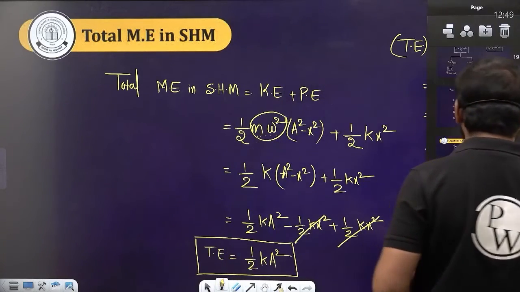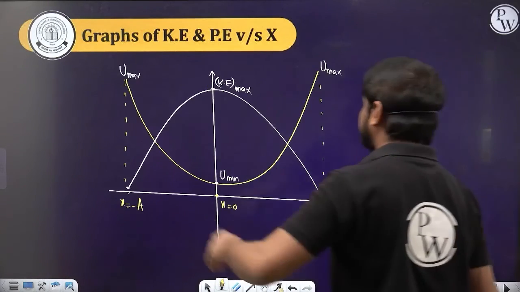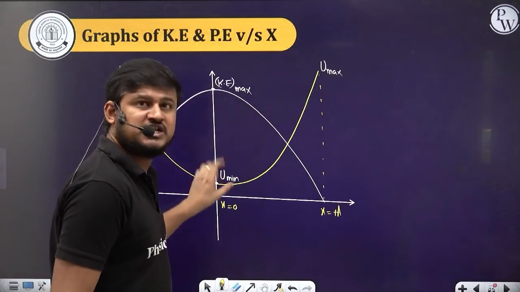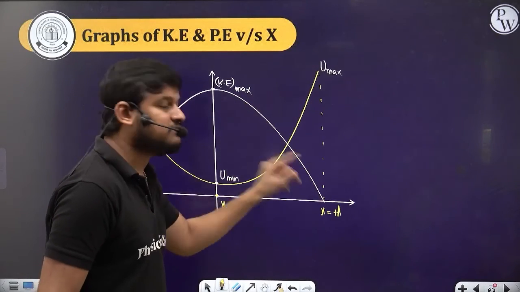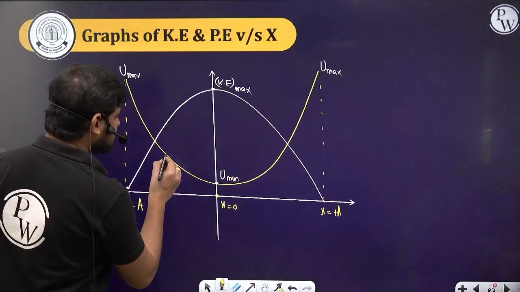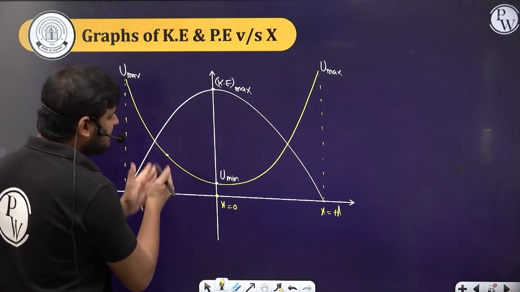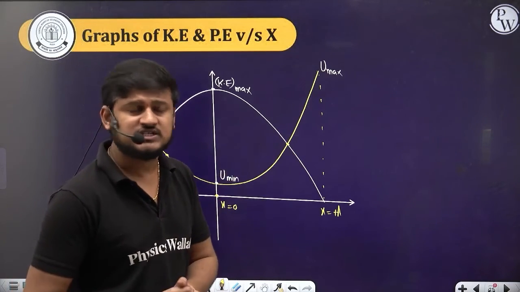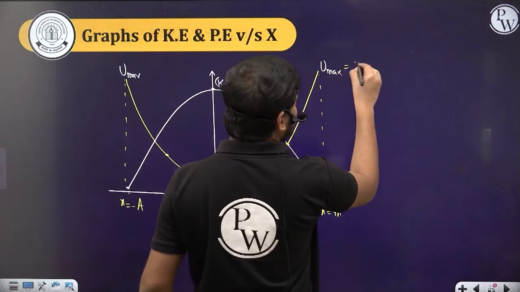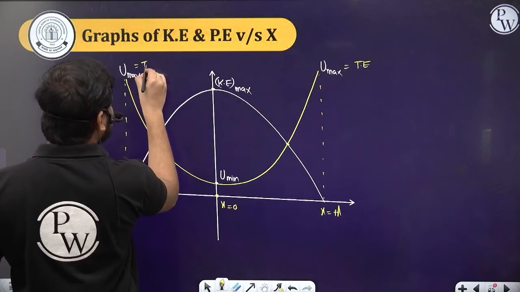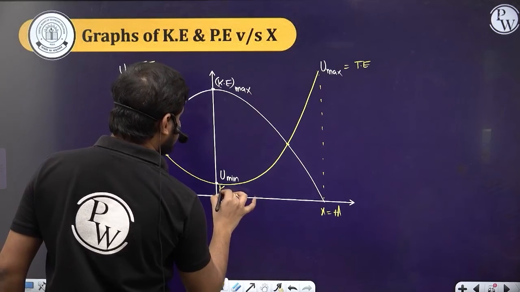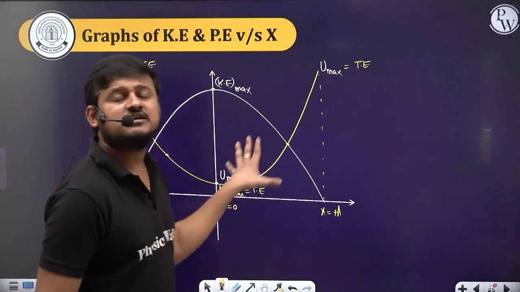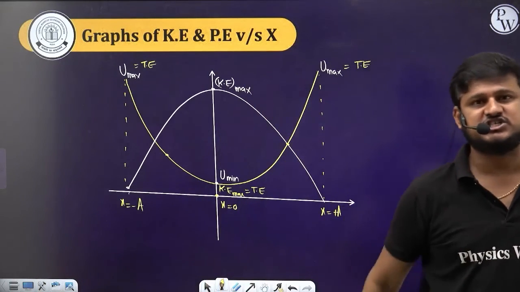You can understand it through the graph as well. When the potential energy is maximum, the kinetic energy is minimum. When the kinetic energy is maximum, the potential energy is minimum. At some other point, the kinetic energy plus potential energy will be equal to the total energy. Here the U max is equal to the total energy, and here the kinetic energy max is equal to the total energy. That means energy is conserved at any point of the S.H.M.